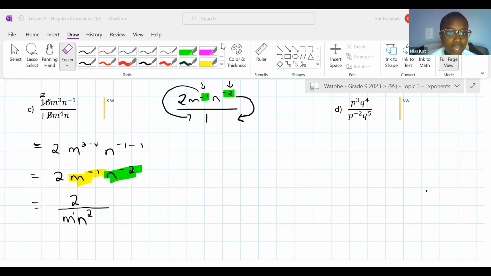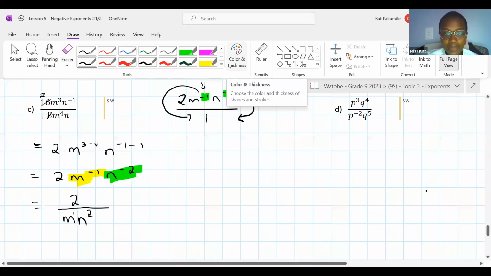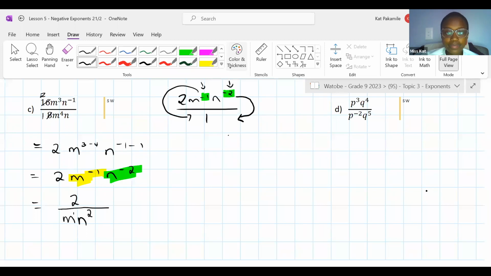Hi, ma'am. Ma'am, I wanted to answer letter D. Okay, ma'am. So the law that is applied here is law 2, which is division. So first I worked out the variable p, in which I said p cubed minus open bracket -2 close bracket, so that I don't confuse myself with the negatives.